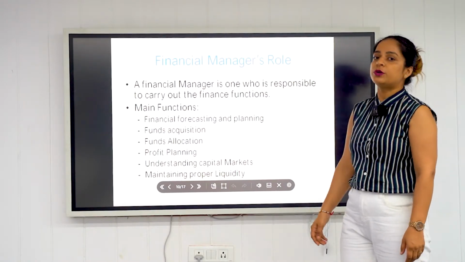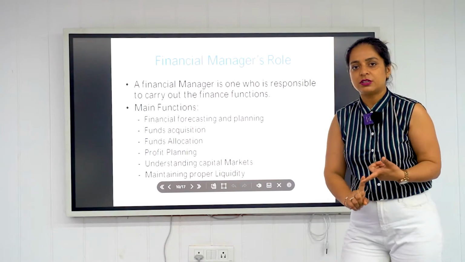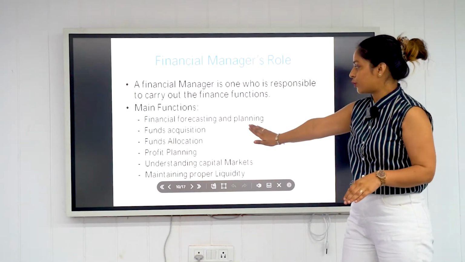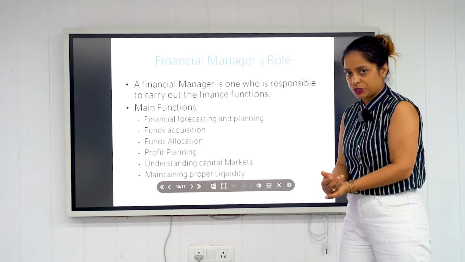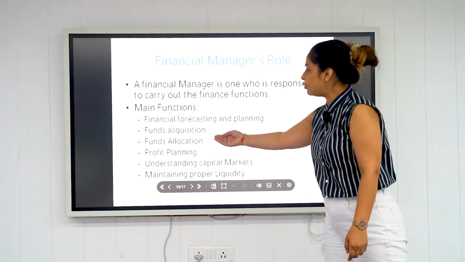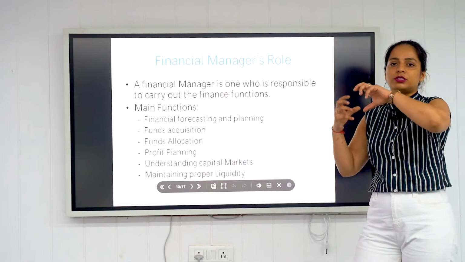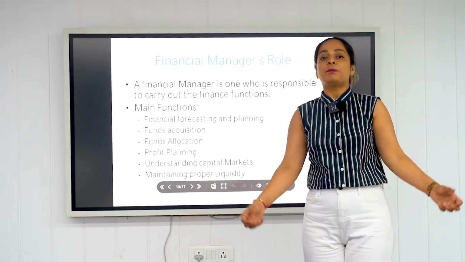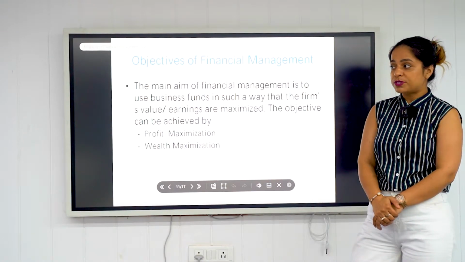So it is very important to discuss the role of the financial manager. A financial manager is the person who is responsible for all types of finance decisions, investment decisions, and dividend decisions. The main function of the finance manager could be financial forecasting and planning. The first thing is the investment decision. How much money is an organization required to carry on its functions, and how much is required for its smooth functioning? From where could the funds be acquired, where could funds be allocated, what would be the policies for dividends, and he should have an understanding of capital markets and maintain proper liquidity in the organization.